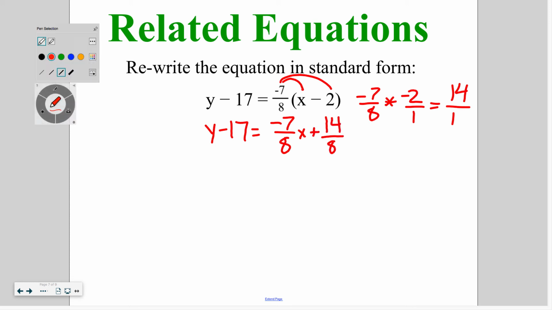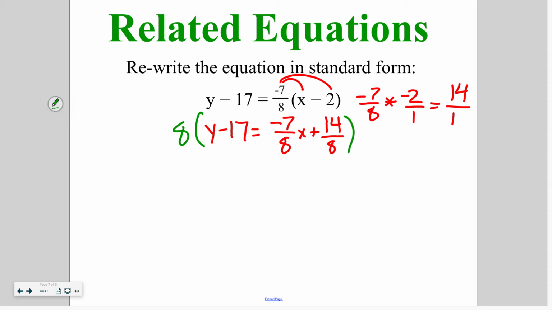We now recognize that our denominator is 8. So we're going to go ahead and multiply this whole equation by 8, which is going to give us 8y minus 136 is equal to negative 7x. Again, we just keep the numerator, plus 14. Again, just keep the numerator.